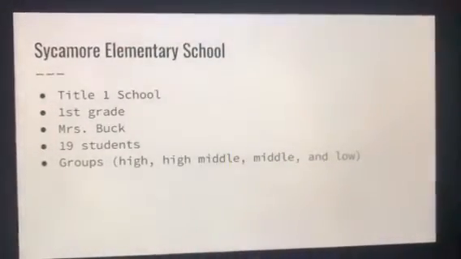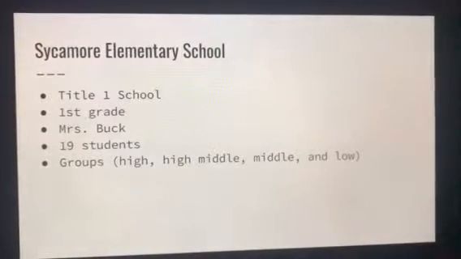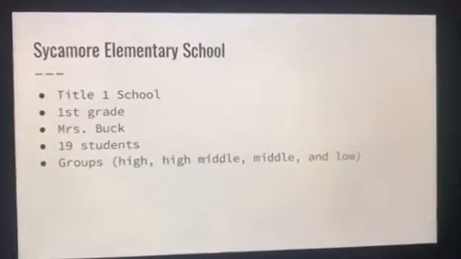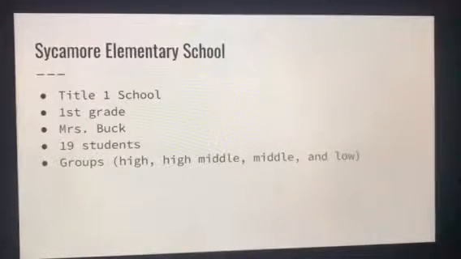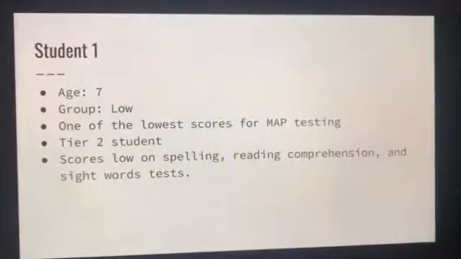The child that Miss Buck wanted me to work with was a low performing student in the low group. So my student, we're going to call her Student 1. She is 7 years old. She's in the low group. She scored one of the lowest scores in reading on the MAP testing. She's a Tier 2 student. Her scores were really low on her language and reading comprehension and sight word tests.